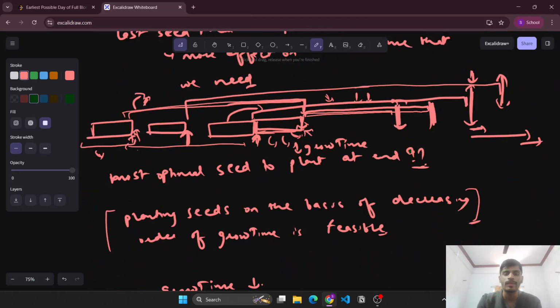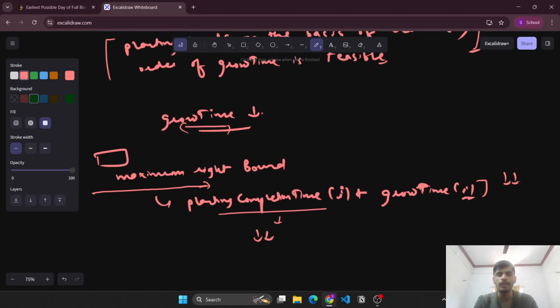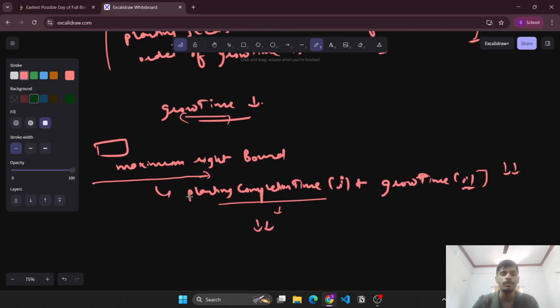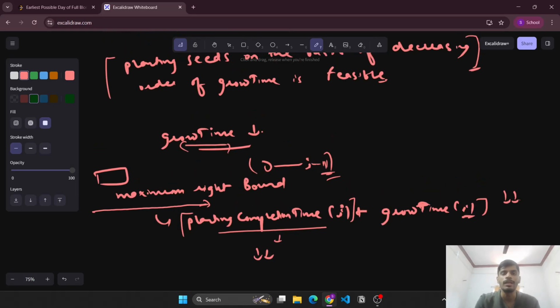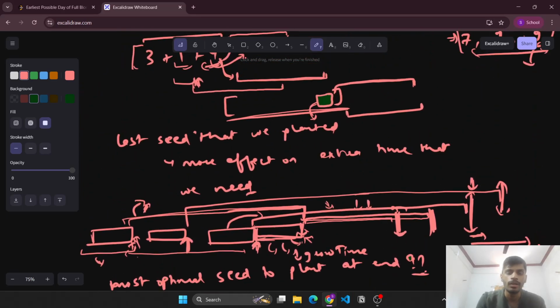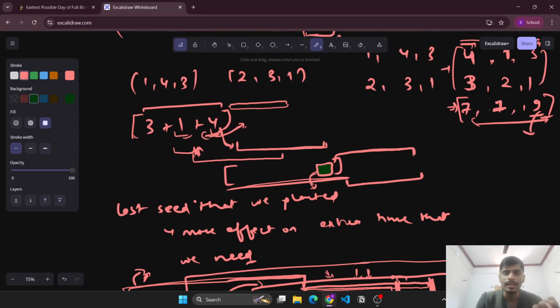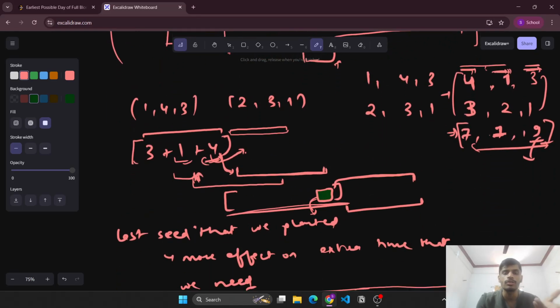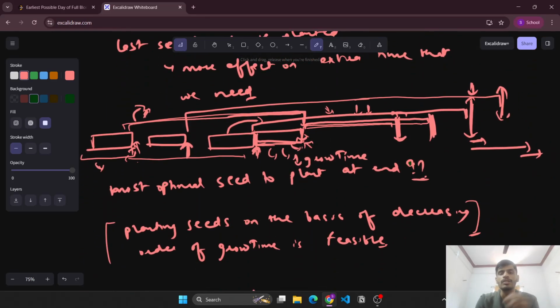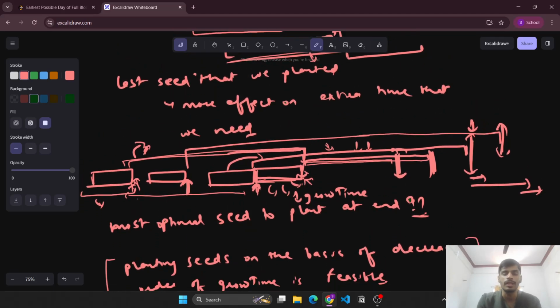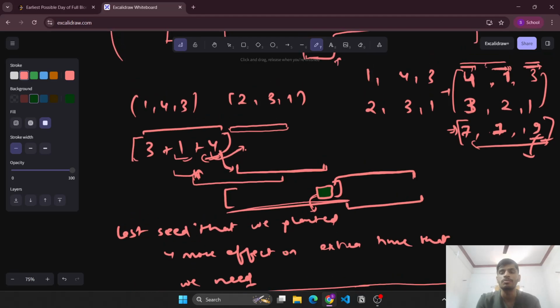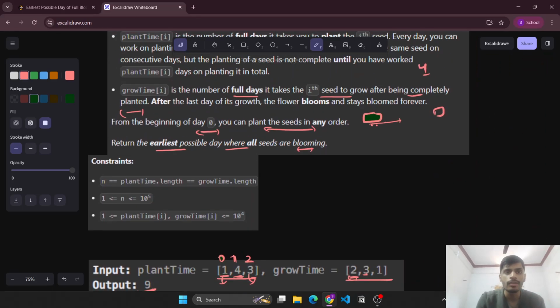Okay, so I hope the algorithm is clear. We simply need to sort in decreasing order of grow times, and for each seed we'll find out the current completion time of this seed, based on the fact that we have already planted all the seeds from 0 to i minus 1. Then we take the planting completion time of this particular seed and add the grow time of this seed, and that will be the right bound for the current seed. I hope the algorithm is clear, as well as how we greedily approached it. We saw that placing a seed with the smallest growing time on the right was the most feasible thing to do, because it will have the smallest effect on the right bound. Okay, so let's see the implementation.